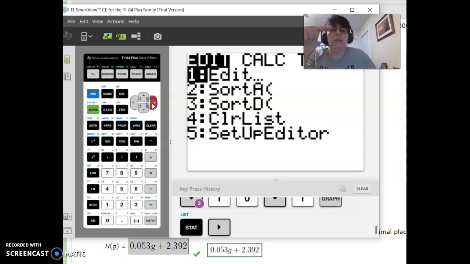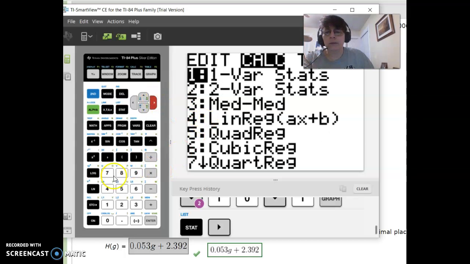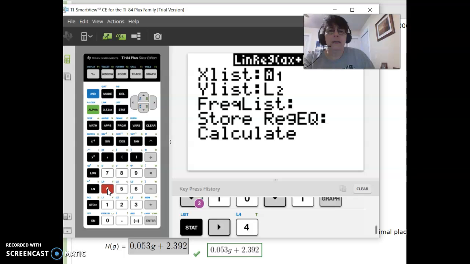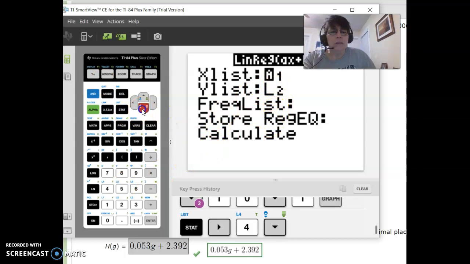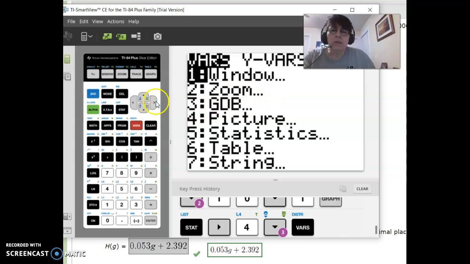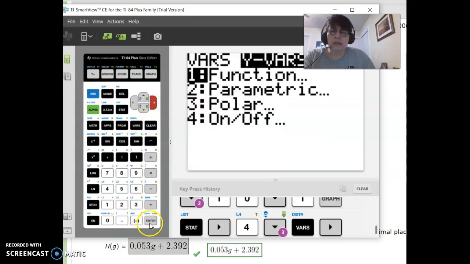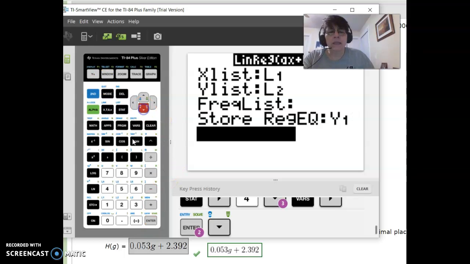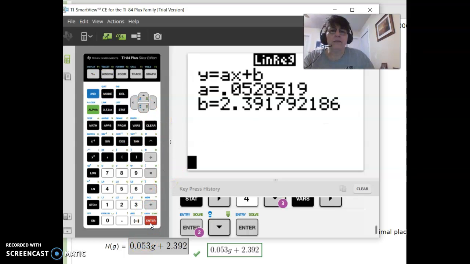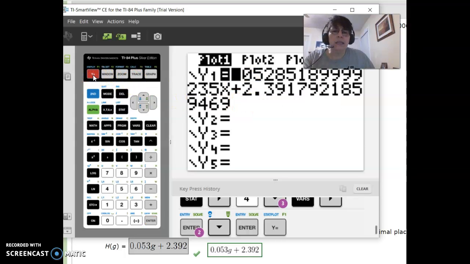Stat, over to calc, down to number 4. L1, L2, there's not a frequency. I want to put the regression equation into Y1, so that's vars. Come over to Y vars, then I just hit enter twice. That pops in L1. And calculate. So there's the linear regression. And since it's in Y1, I can just hit graph.